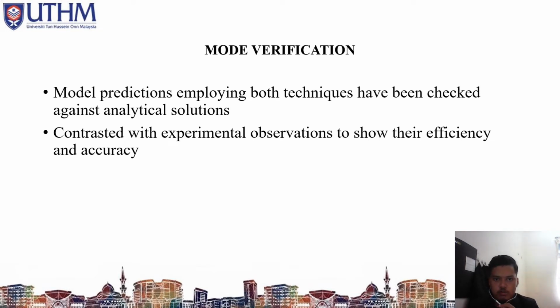My name is Aiman. I will continue with model verification. Model predictions employing both techniques have been checked against analytical solutions and contrasted with experimental observation to show their efficiency and accuracy.